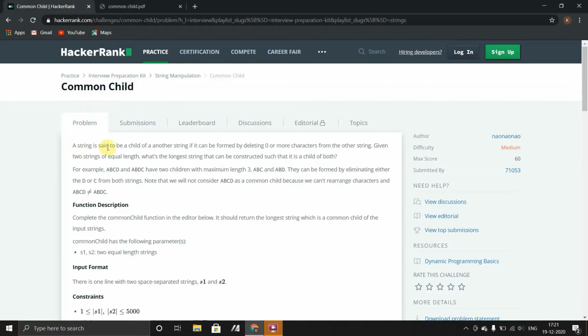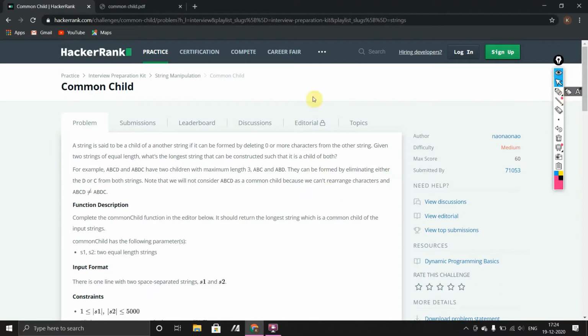The question says a string is said to be a child of another string if it can be formed by deleting 0 or more characters from the other string. Given two strings of equal length, what's the longest string that can be constructed such that it is a child of both? For example, ABCD and ABDC have two common children with max length 3, ABC and ABD. They can be formed by eliminating either D or C from both strings. Note, we will not consider ABCD as a common child because we can't rearrange characters: ABCD, ABD.